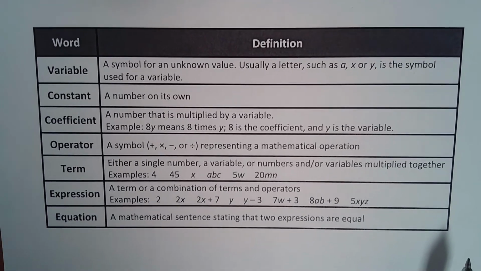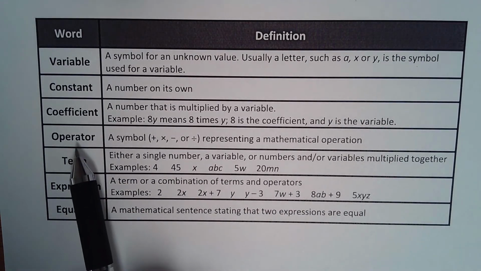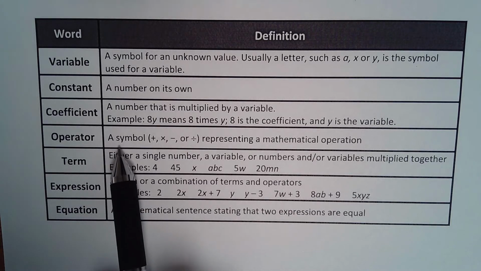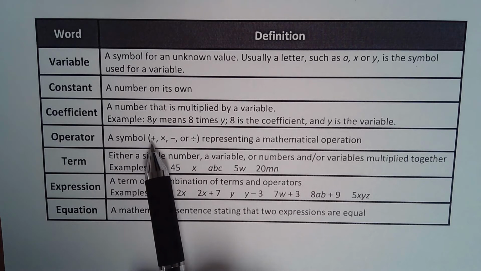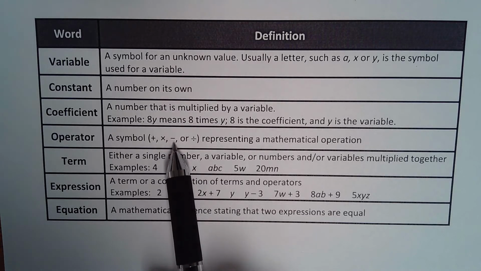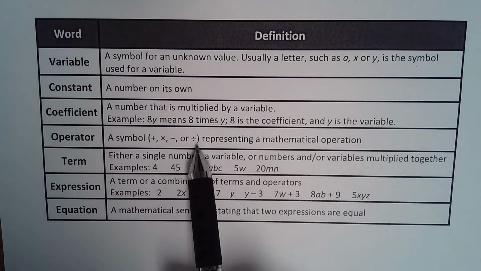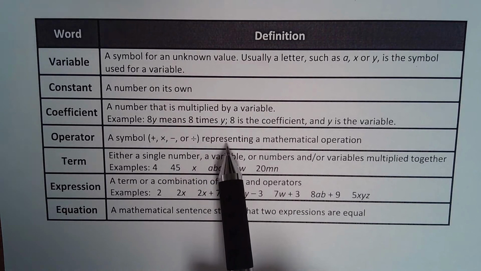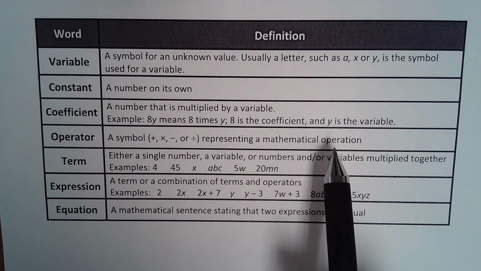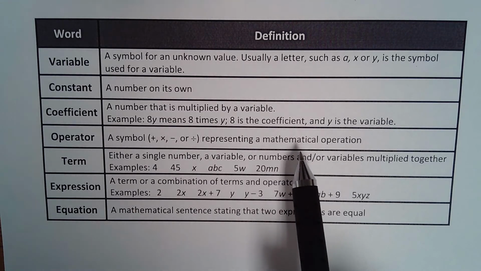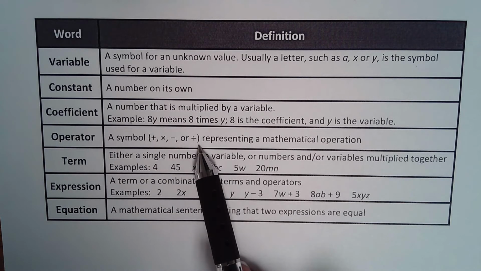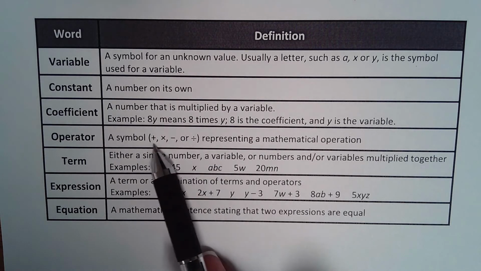The next word, operator or operation, is a symbol. Your plus sign, multiplication sign, subtraction sign, or division sign. These signs represent mathematical operations. Anytime you hear the word operations mathematically, they are talking about one of these 4 symbols.